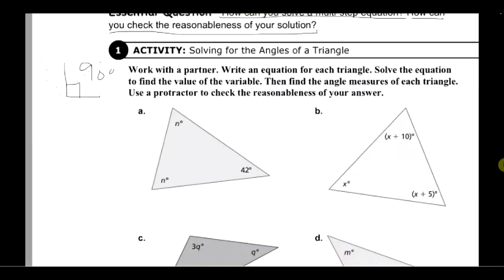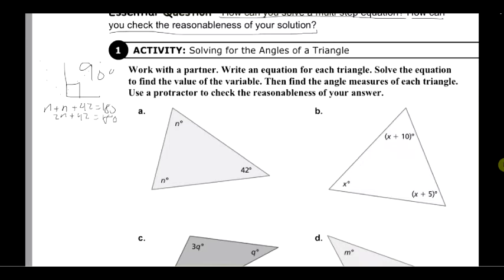Okay. Let's work on triangle A off to the left side here. We know that n plus n plus 42 equals 180, because all the angles in a triangle add up to 180. Now let's combine like terms like we did before. n plus n is 2n, plus 42 equals 180.